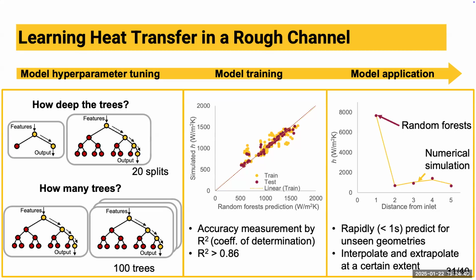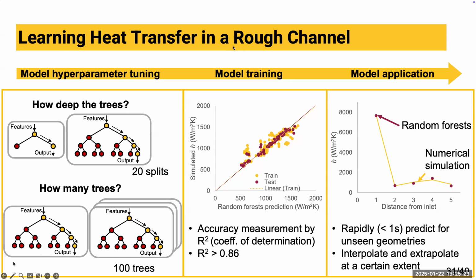But of course, testing your random forest model on a new scenario has some limitation. If the rough channel looks very different from your training scenarios, your random forest model will give very inaccurate results. But if you test your random forest model for a reasonably close scenario to your training scenarios, then your model prediction will still be accurate. So that's the basic introduction of the random forest prediction for rough channels.